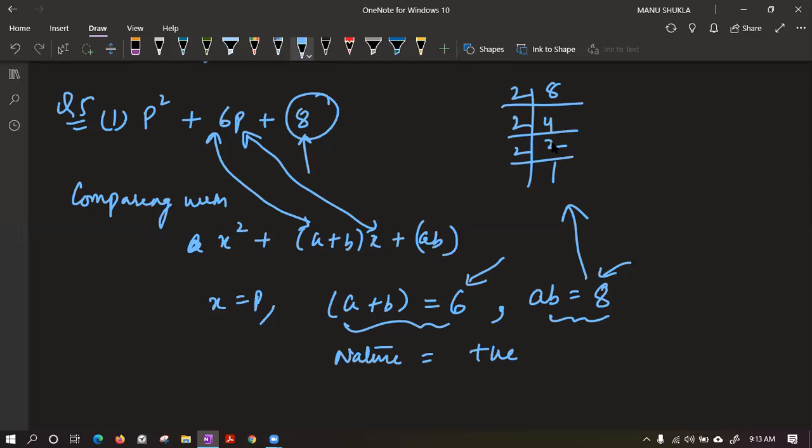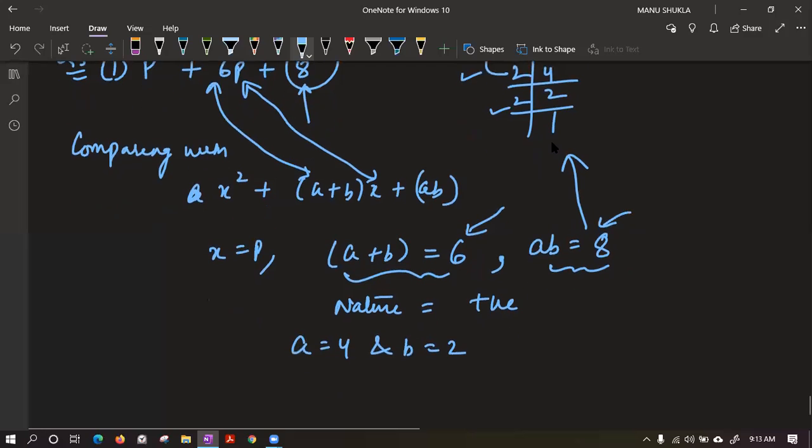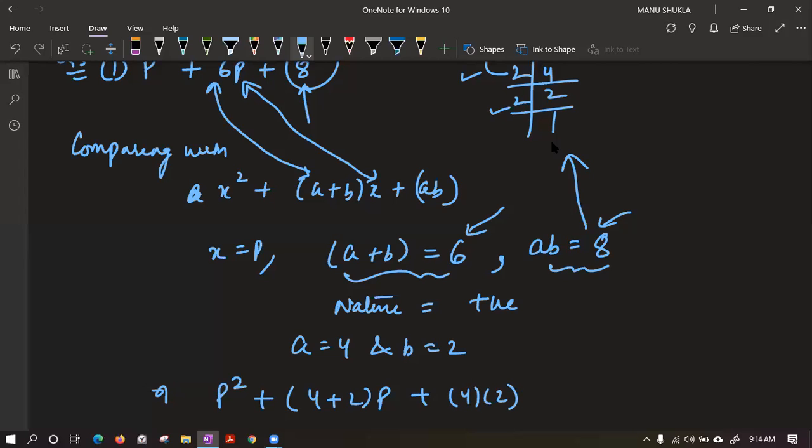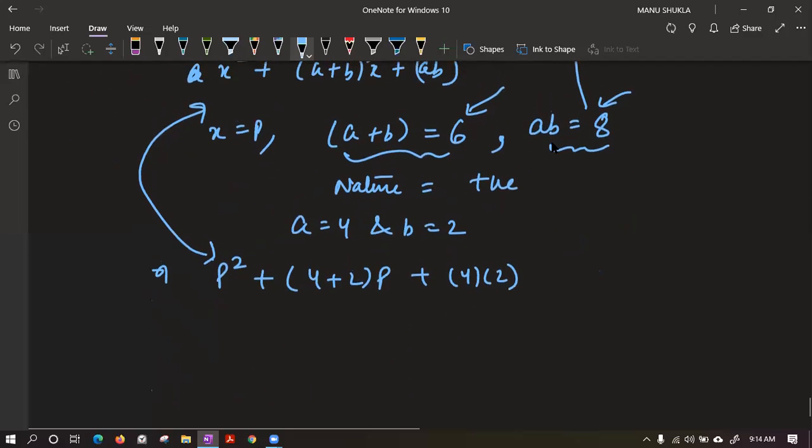Now we will form the pairs. If you see 4 and 2, yes Joel, very good. So if we go for 4 and 2, a equal to 4 and b equal to 2, we have formed the pair. And we can write it as p square plus (4 plus 2)p plus 4 into 2. And now it is comparable, exactly same to same, and the answer is (p plus 4)(p plus 2). This is the answer.